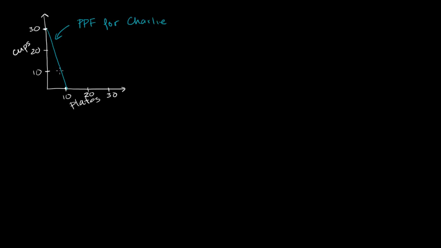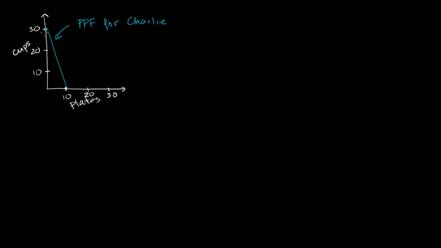And because this is a linear PPF, his opportunity cost does not change. The slope of this line is not changing. It's not that bow-shaped curve that we saw for the hunter-gatherer. So it's going to be a fixed opportunity cost for one product relative to the other at any point along this production possibilities frontier.